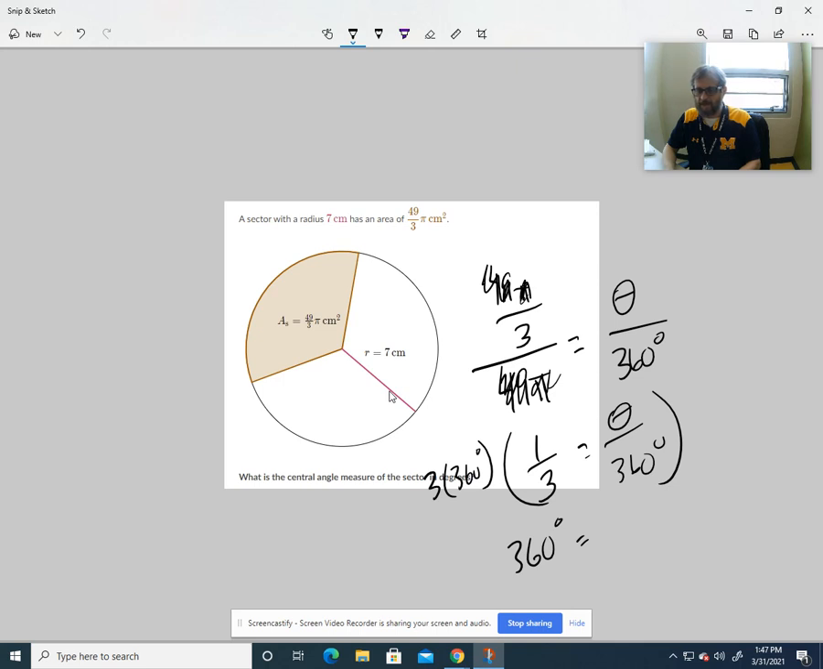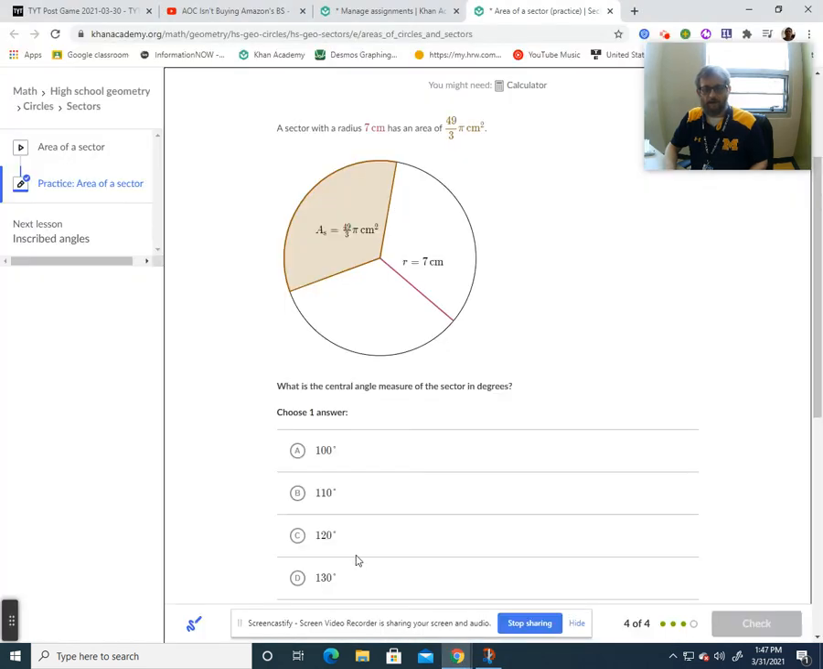On this side, the 3's cancel, pardon me. On this side, the 360's cancel, so I get 3 theta, and I divide, I get 120 degrees is theta. And we go back, and sure enough, there's 120 degrees.